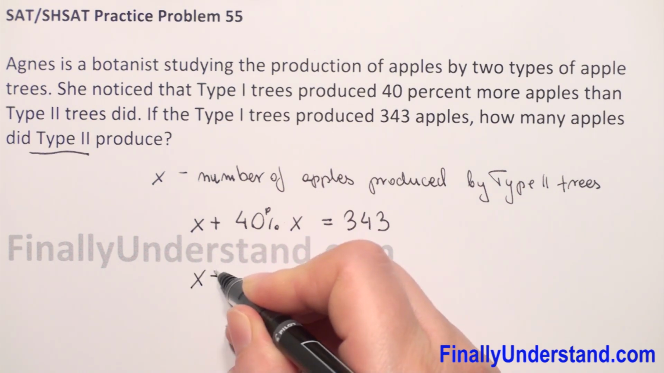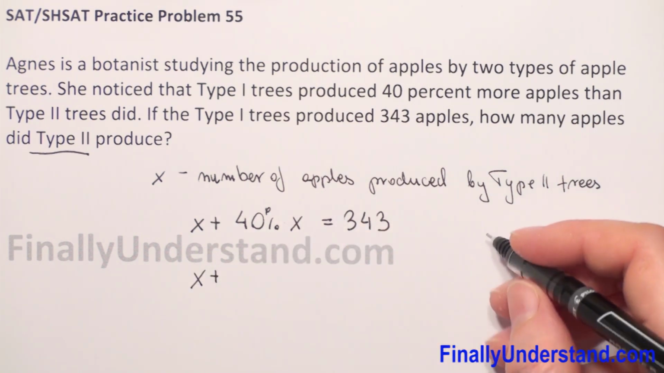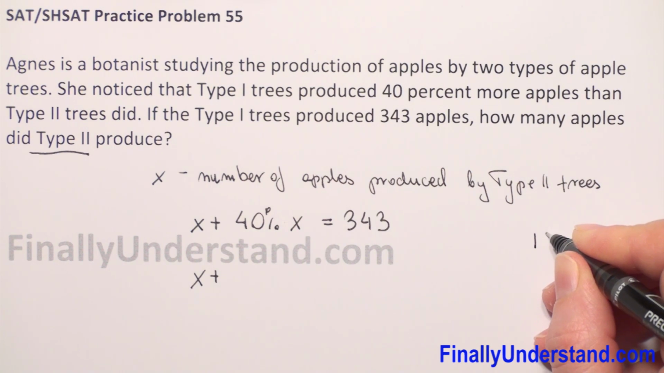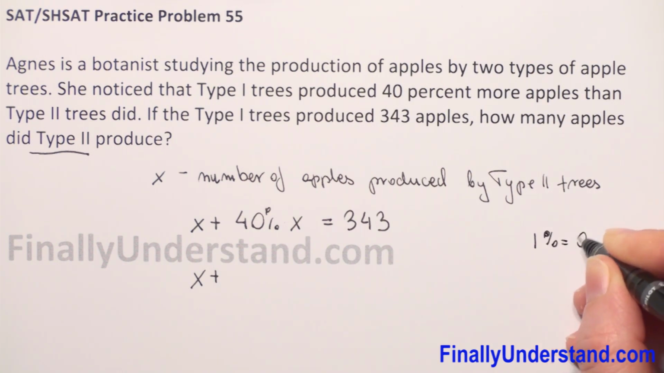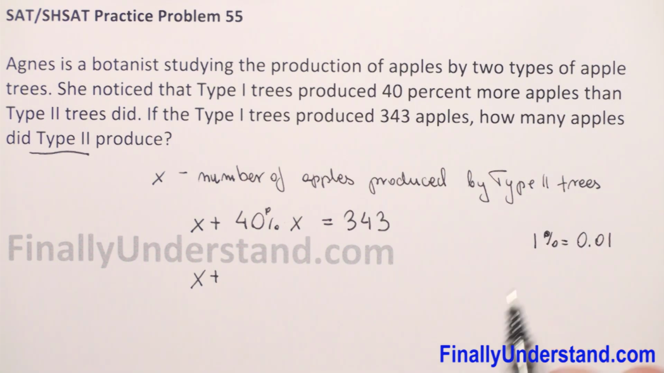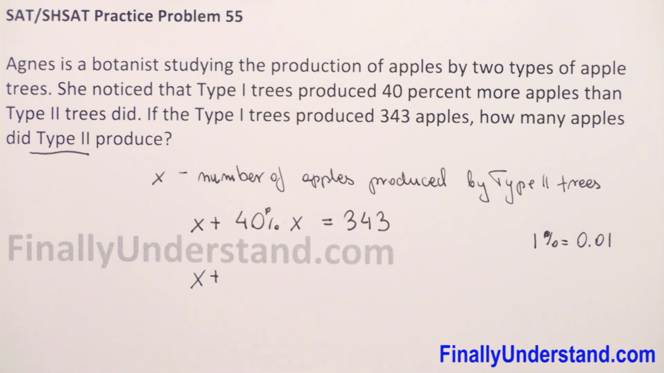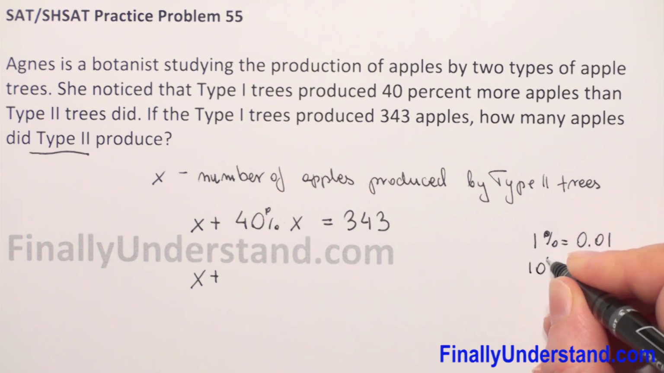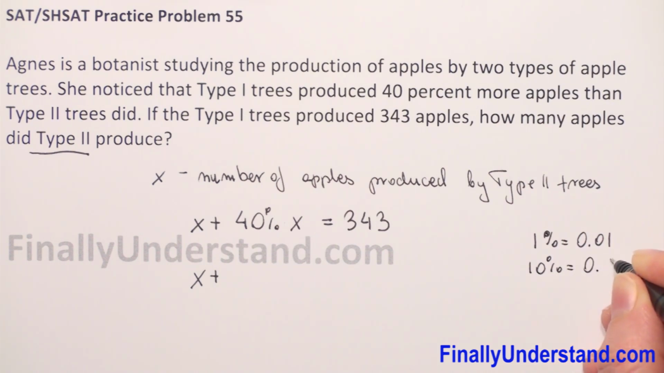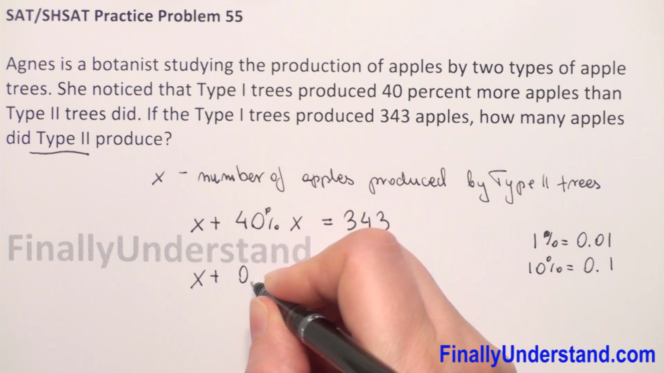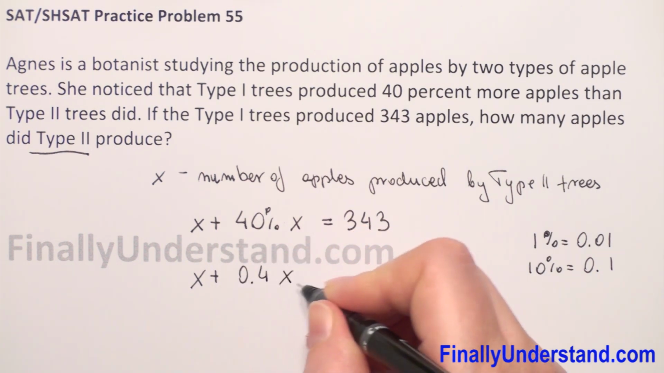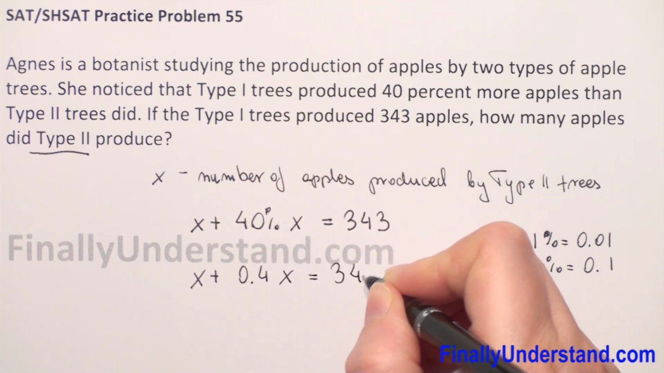So let me copy. We have X plus 40%. We will change it to a decimal number. We know that 1% is 0.01. We change percent to decimal number. So 40%, what will it be? 1% is 0.01, so 10% is 0.1. So 40% will be 0.4. X, we copy, is equal to 343.